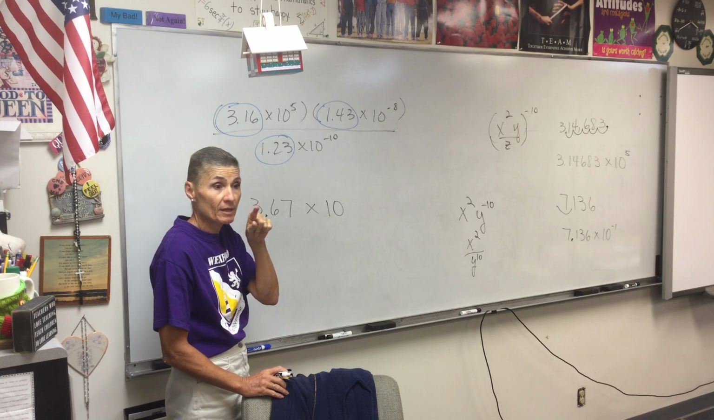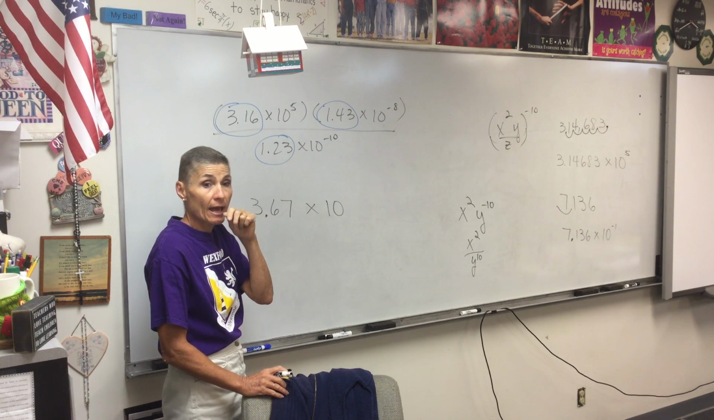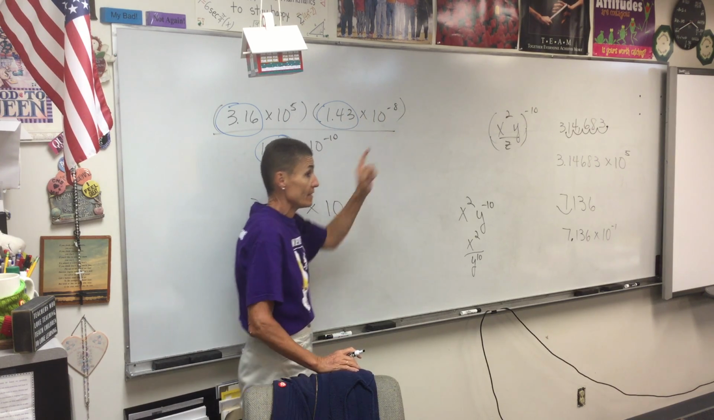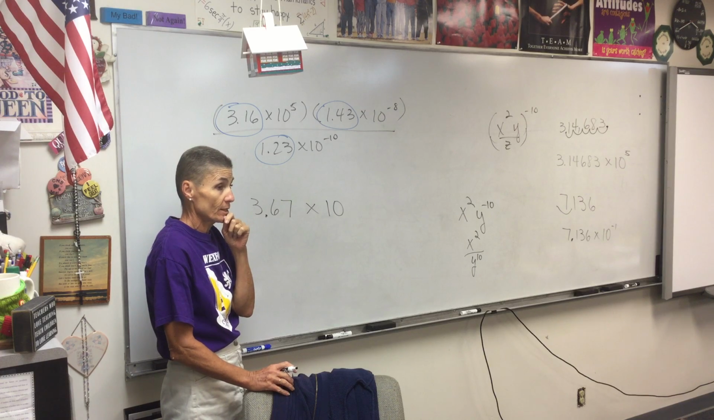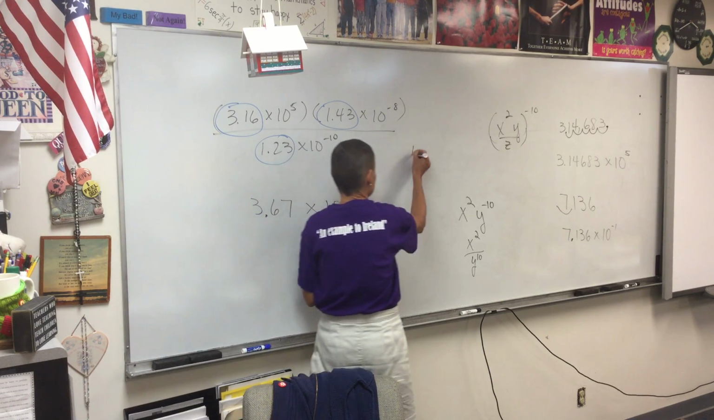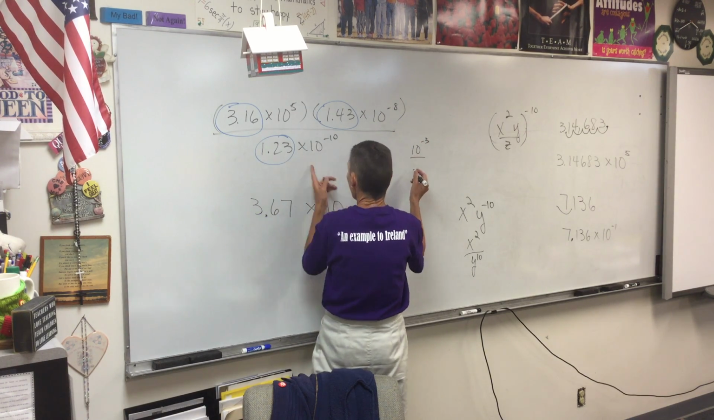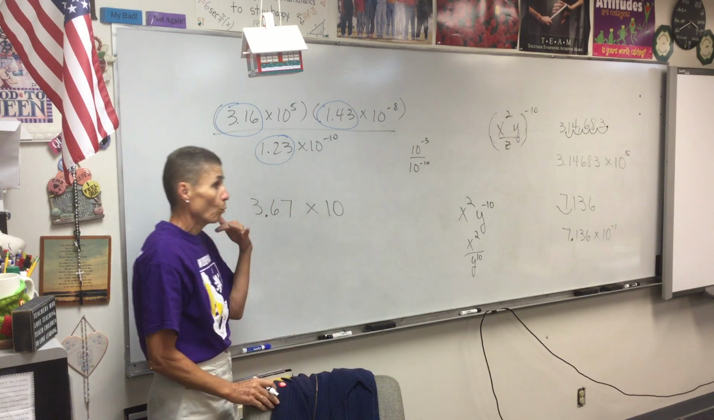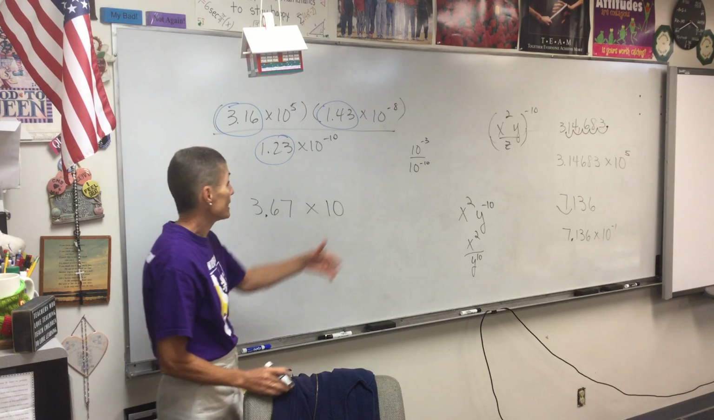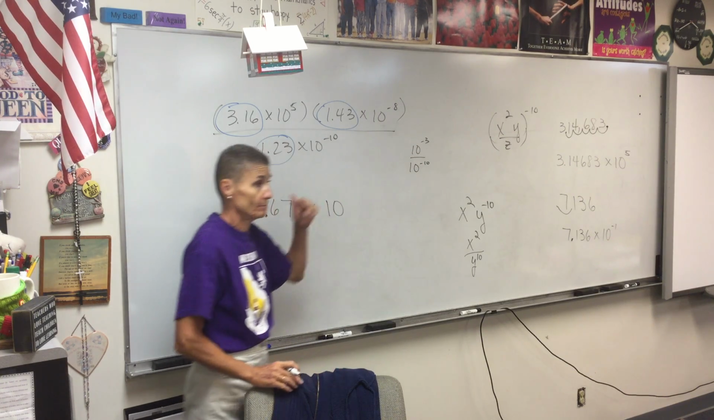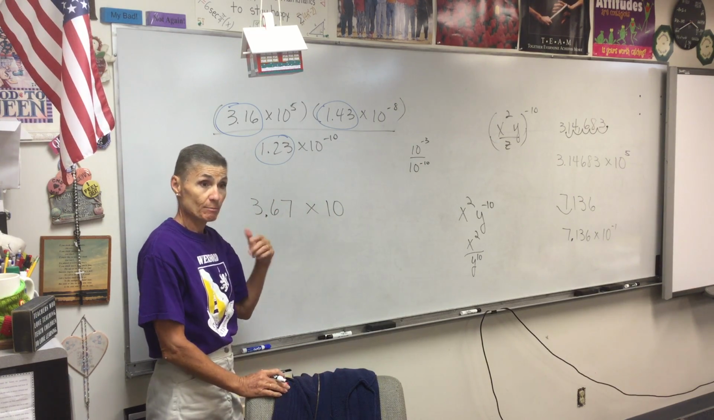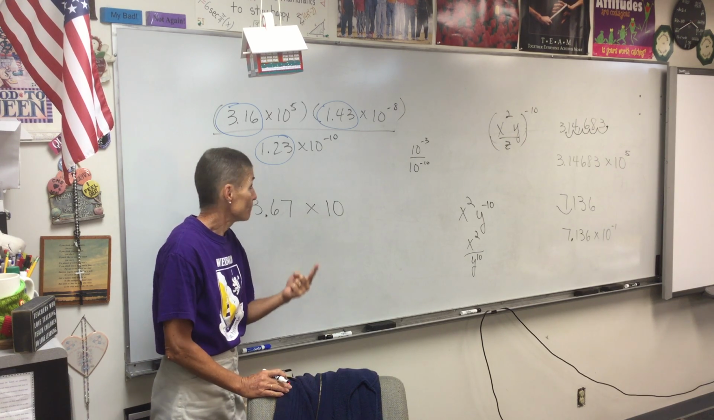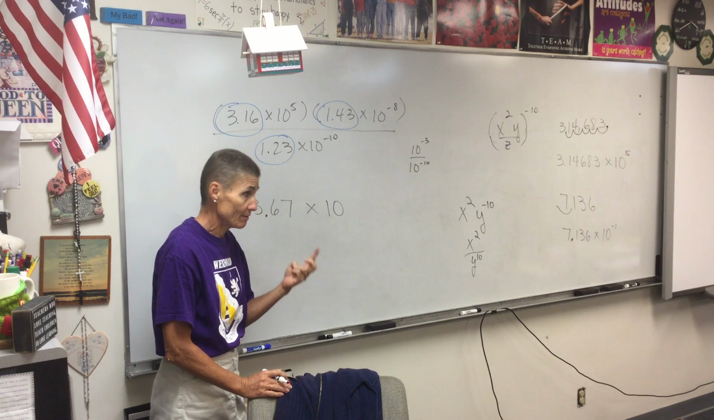Well, somebody said it, I think. Adam? What's 5 and negative 8? Negative 3. So on the top, I have 10 to the negative third. On the bottom, I have 10 to the negative 10. What do I do in a division problem? Subtract. I subtract the exponents. Negative 3 minus negative 10.